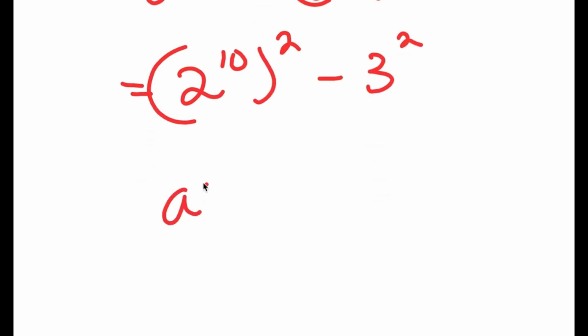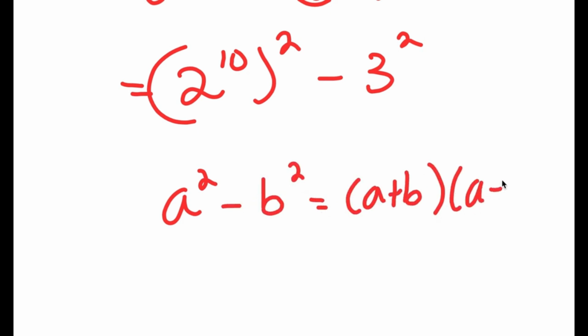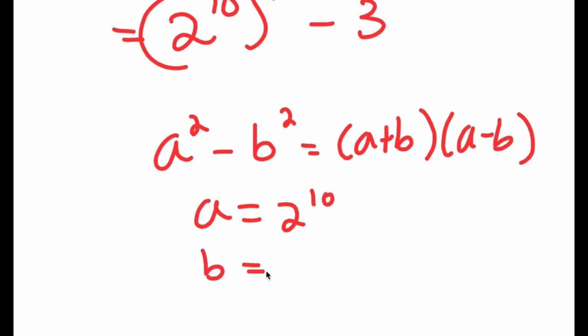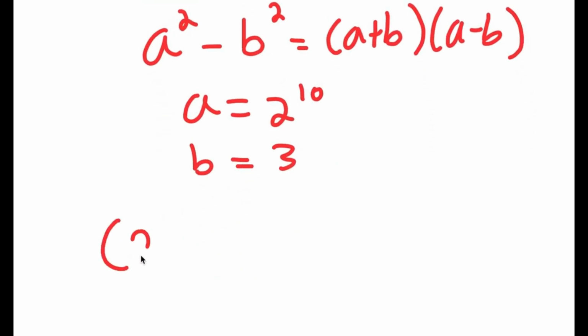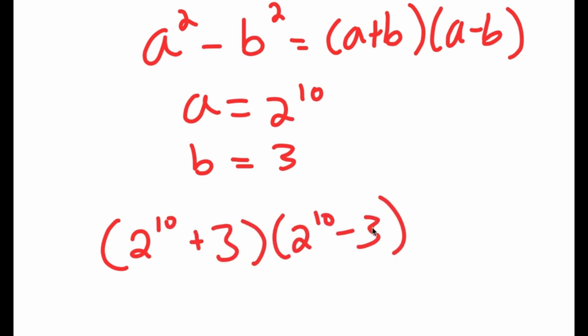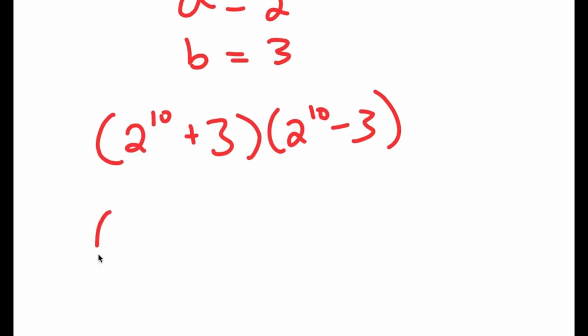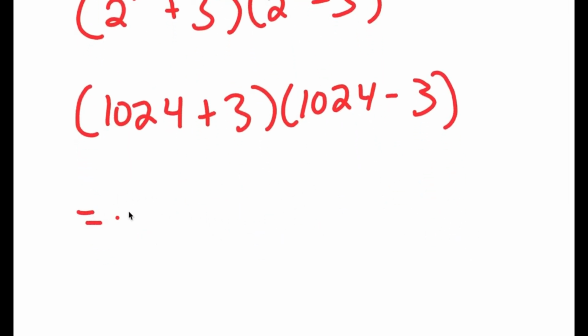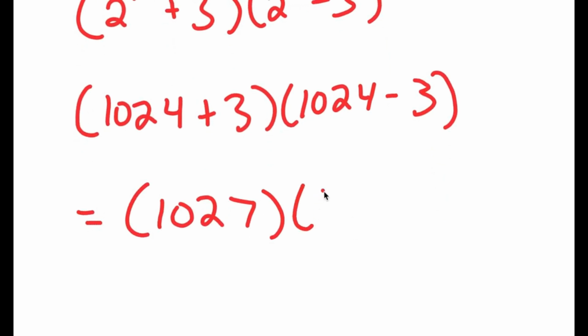Now, if I have something in the form a squared minus b squared, this is equal to a plus b times a minus b. So in this case, a is 2 to the power of 10, and b is 3. So I get 2 to the power of 10 plus 3 times 2 to the power of 10 minus 3. Now, 2 to the power of 10 is equal to 1024. So I get 1024 plus 3 times 1024 minus 3. And this is equal to 1027 times 1021.